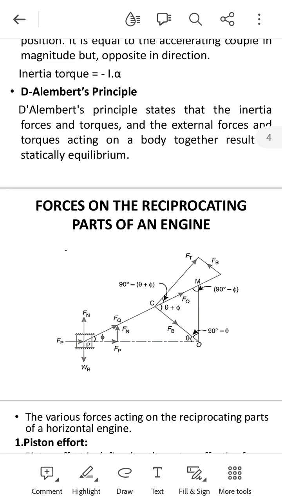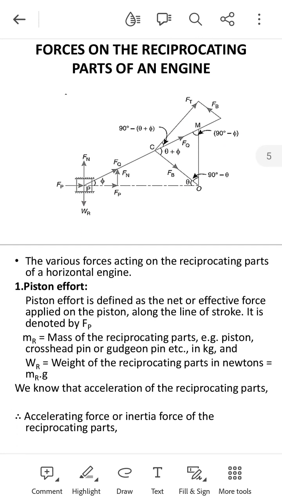Consider the various forces acting on the reciprocating parts of a horizontal engine. First, piston effort. Piston effort is defined as the net or effective force applied on the piston along the line of stroke. It is denoted by Fp. Mr is the mass of the reciprocating parts, for example piston, gudgeon pin etc., in kg, and Wr is the weight of the reciprocating parts in newtons.